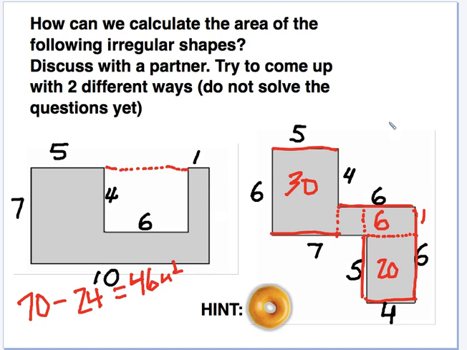I add it together, I get 30 plus 6 plus 20, and I get 56 units squared. Units squared. Hope this helps, guys. Take care.